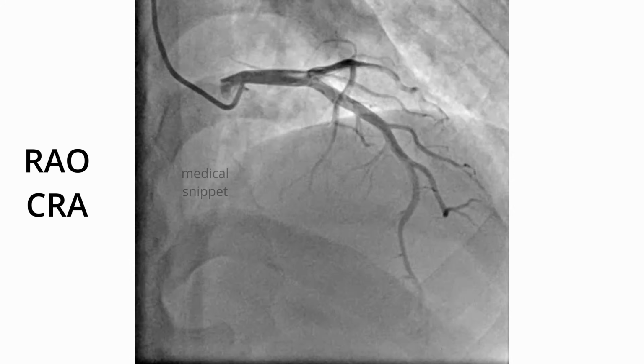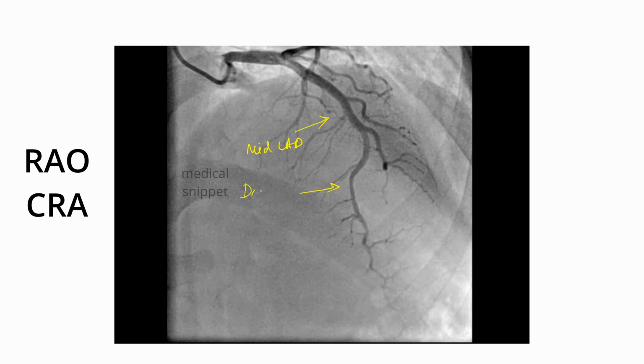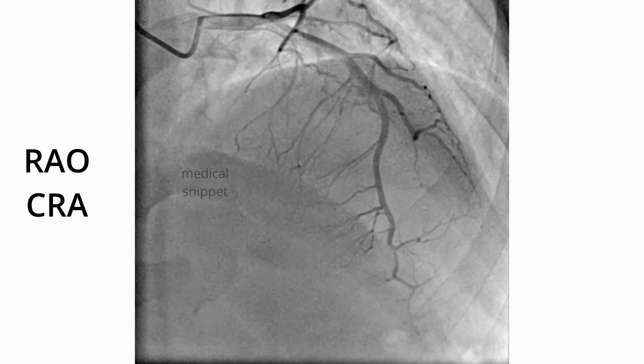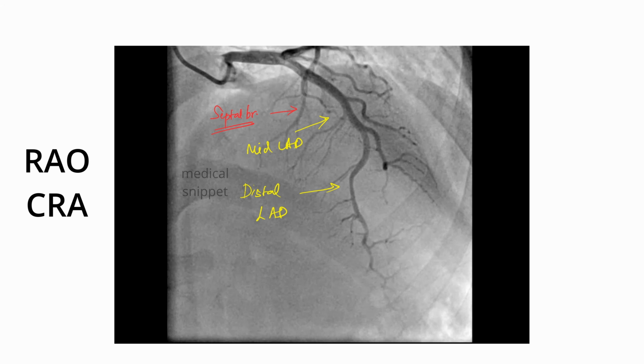In antero-cranial view, the mid and distal LAD is nicely seen. Distal part of LCX and its branches are also seen. Here one can separate the septal branches from diagonals of the LAD.